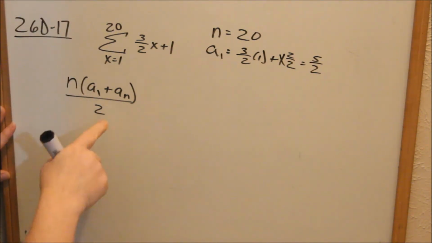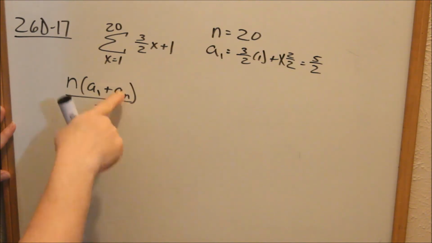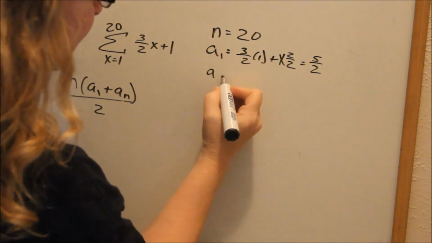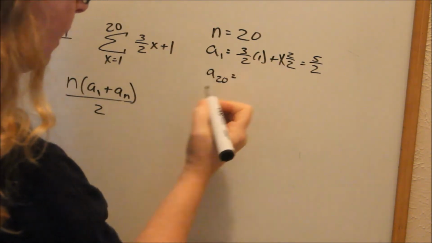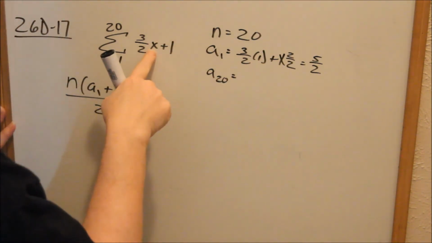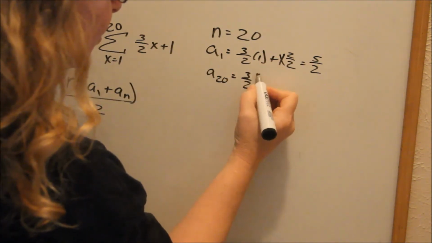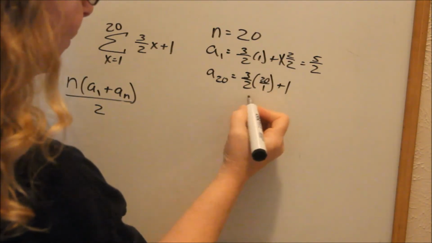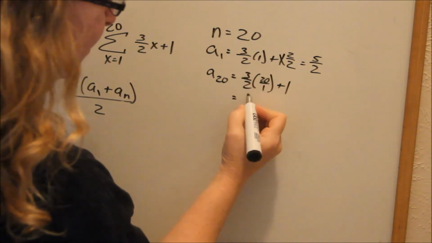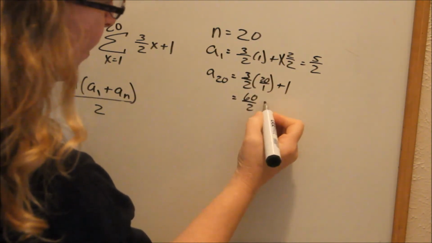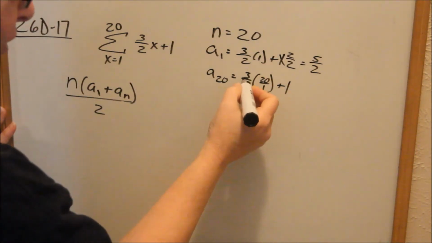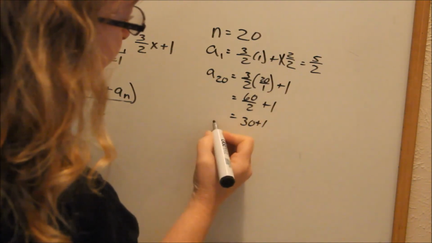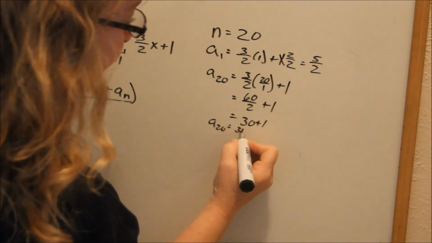Okay, I need to know my last term, or the nth term, which will generally be whatever this number is, because that will be the last term. So I need to know A sub n, which in this case would be A sub 20. So putting in 20 for x right here: 3 over 2 times 20 plus 1. That's going to be 3 times 20, 60 over 2, plus 1. I could have just canceled those out right there, but okay. 60 divided by 2 is 30, plus 1. So my last term is 31.